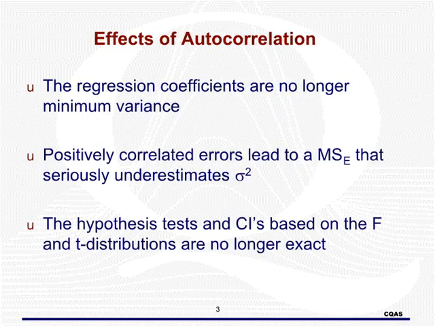Autocorrelated errors have some serious implications on our model. First, the regression coefficients are no longer minimum variance. Also, positively correlated errors usually yield an estimate for the variability that is underestimated. This can lead to incorrect decisions based on hypothesis tests or confidence intervals.